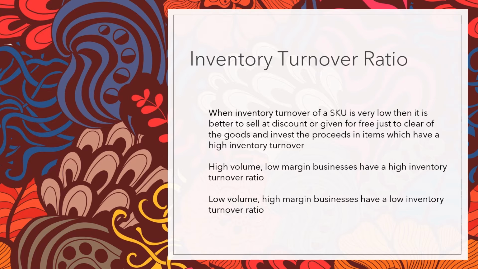When inventory turnover of a SKU is very low, then it is better to sell at discount or give for free just to clear up the goods and invest the proceeds in items which have high inventory turnover. High volume, low margin businesses have a high inventory turnover ratio, whereas low volume, high margin businesses have a low inventory turnover ratio.